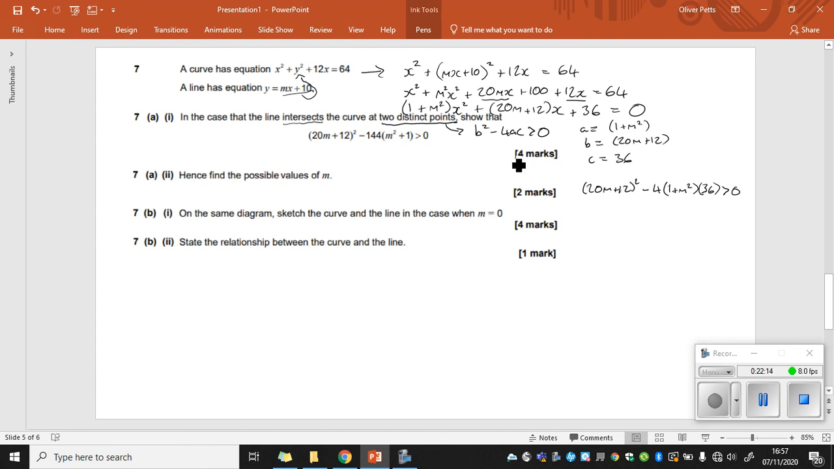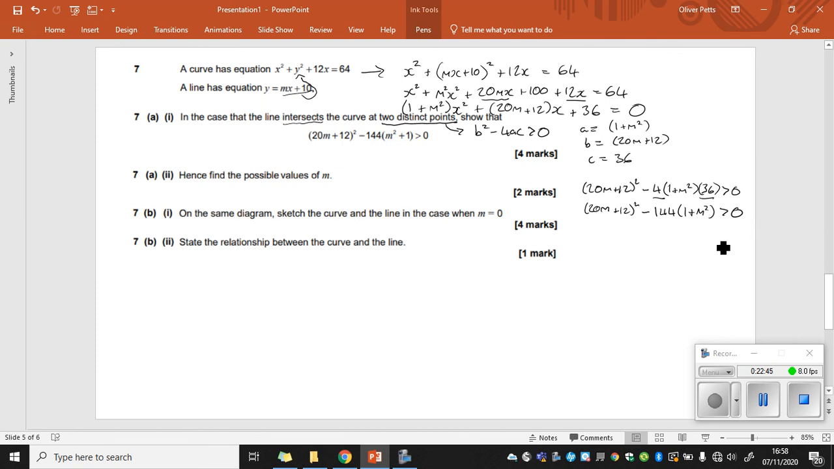And if we compare this to what we actually wanted to show, it's super close. All that's happened is they have brought their constants together to make the 144. So I've got a 4 and a 36, which I need to bring together. 4 lots of 36, as you might predict, is 144. So I'm just going to rewrite it so it looks identical to what's required. So minus 144 in brackets 1 plus m squared, and then greater than 0. Okay, next part, hence find the possible values of m.